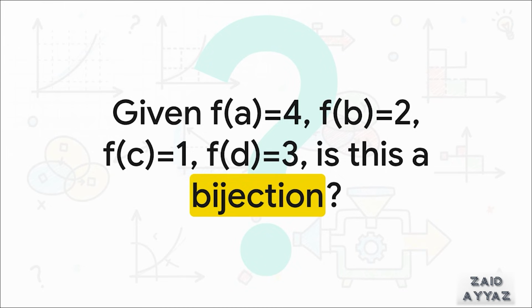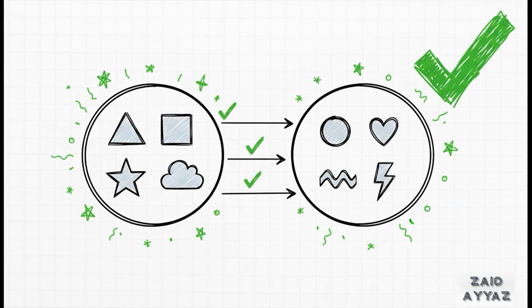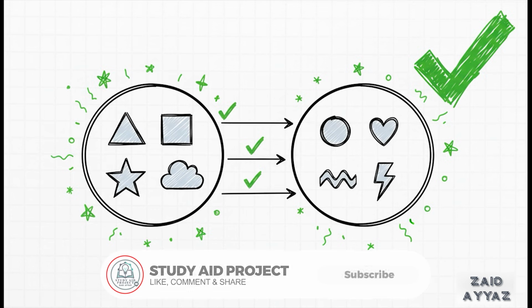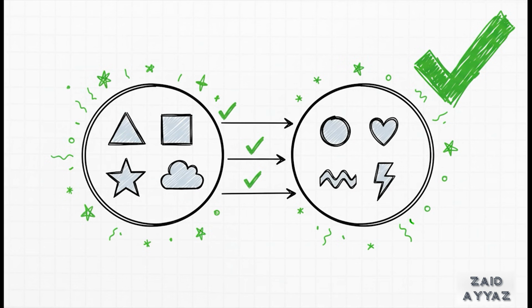Time for another quick check. We have four inputs, A, B, C, and D. And we have four potential outputs, 1, 2, 3, and 4. The function maps A to 4, B to 2, C to 1, and D to 3. What do you think? Is this a perfect match? Is it a bijection? Yep, it absolutely is. Let's check the rules. Is it one-to-one? Yes, because no two letters map to the same number. Is it onto? Yes, because all the numbers from 1 to 4 are being used. It satisfies both conditions perfectly.